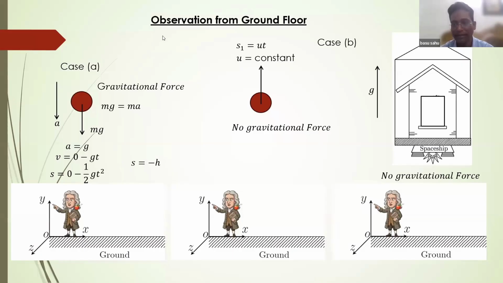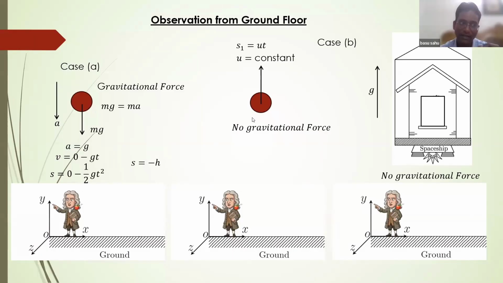Just think about this. Space shuttle is moving with acceleration g. What is the velocity after t time? At t is equal to 0, ball and space shuttle have the same velocity, that is u. But after t time, it will become, for space shuttle, v is equal to u plus gt. Because space shuttle is accelerating, not ball.